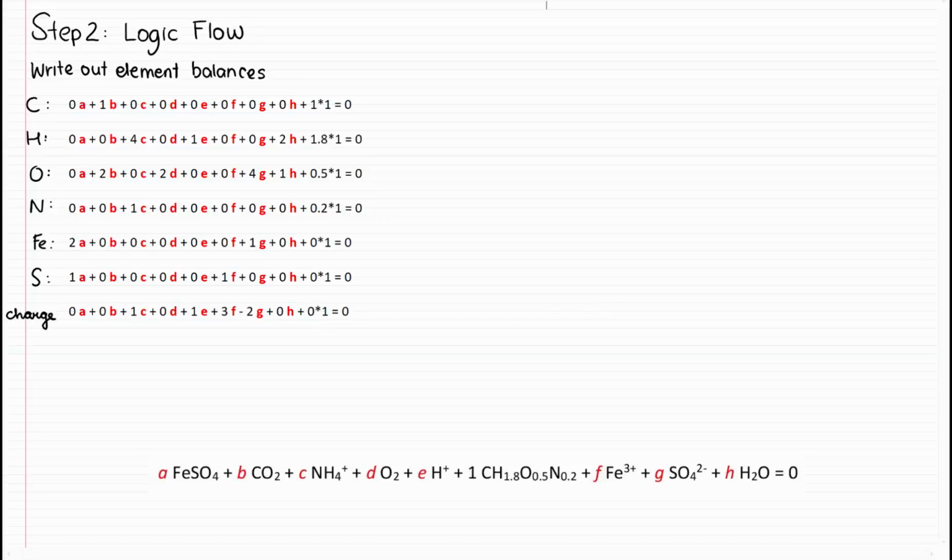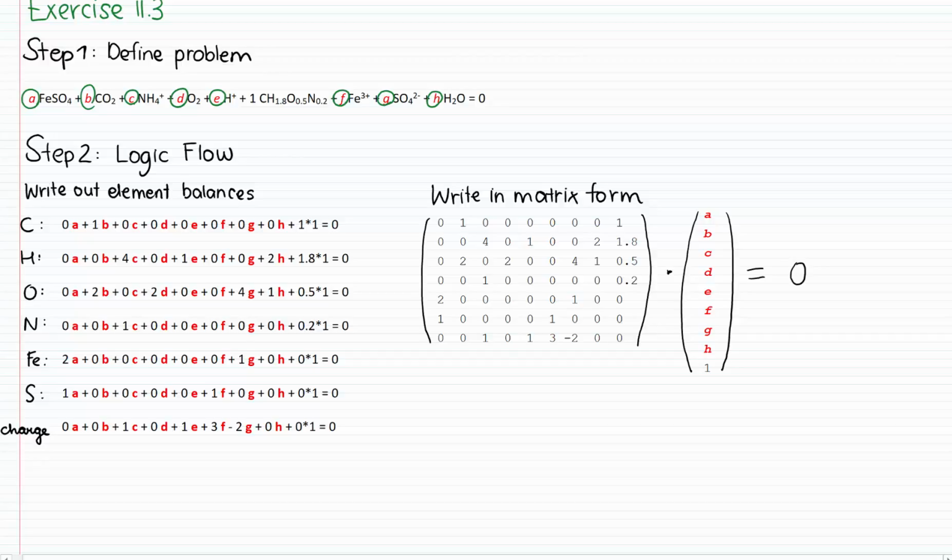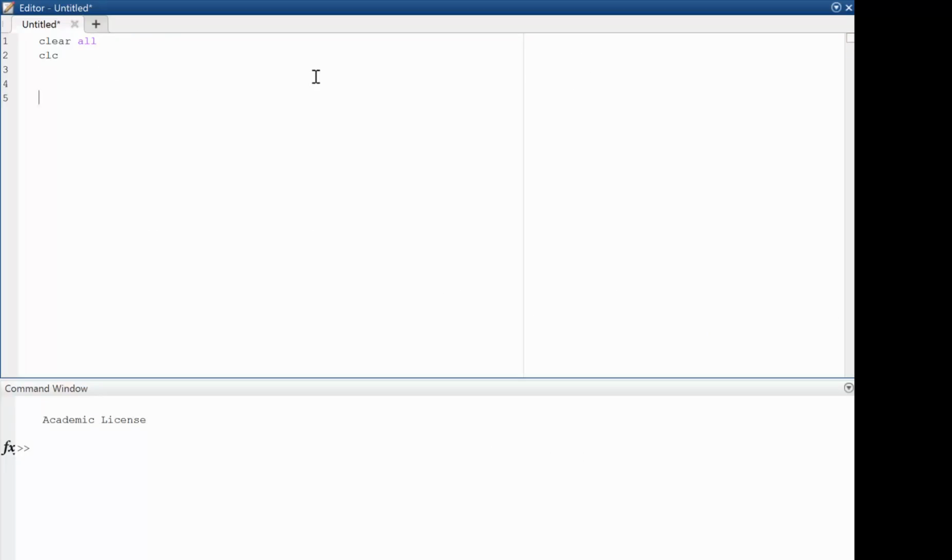As you can see, these are all linear equations, thus we can write them in matrix notation. This gives us the matrix of known coefficients, the vector of unknowns and the right-hand side vector of knowns, in this case 0. You should notice that we have written out 7 equations, but we have 8 unknowns. Let's check how many independent reactions we have by finding the rank of matrix A in MATLAB. First we write out our matrix.